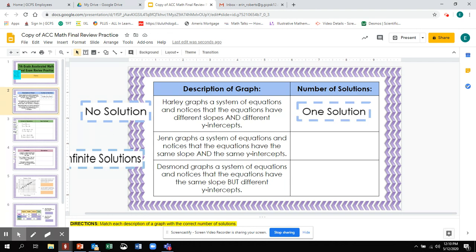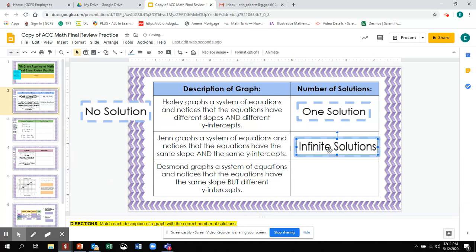Next, Jen graphs a system of equations and notices that the equations have the same slope and the same y-intercept. If they have the same slope and they have the same y-intercept, that means that those two equations are the same line. Because they are the same line, every point on that line is a solution to the system. And since every line has an infinite number of points, there are infinite solutions to that system.